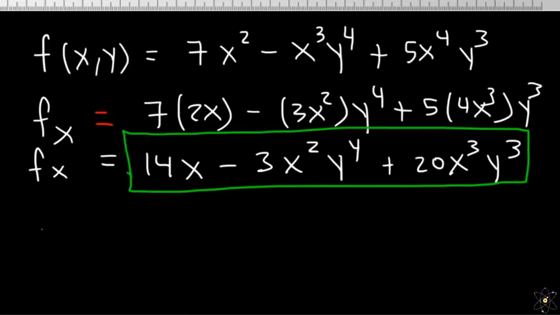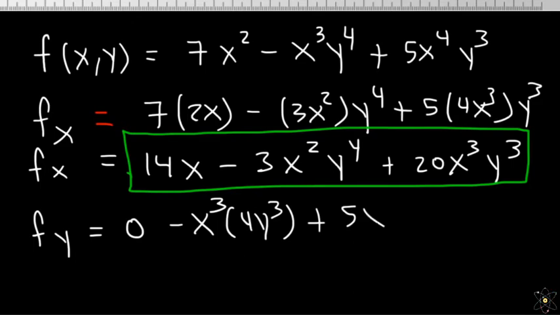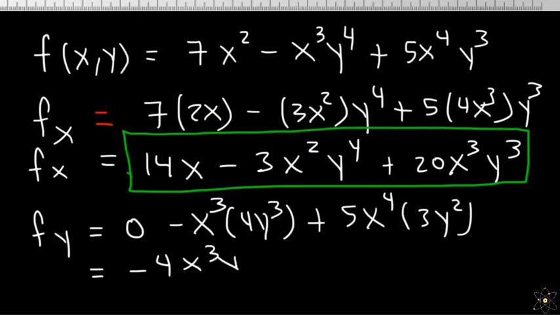Now what about the partial derivative with respect to y? What is the answer in that case? So 7x squared is treated as a constant. The derivative of a constant is 0. The derivative of y to the fourth is 4y cubed. And the derivative of y to the third is 3y squared. So in this case, we need to treat x as if it's a constant. So this is going to be negative 4x cubed y cubed plus 15x to the fourth y squared. So that's the partial derivative with respect to y.